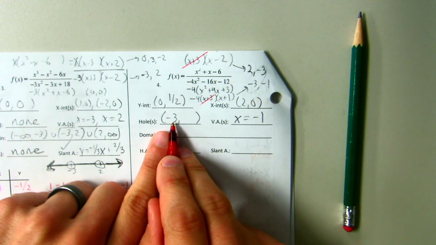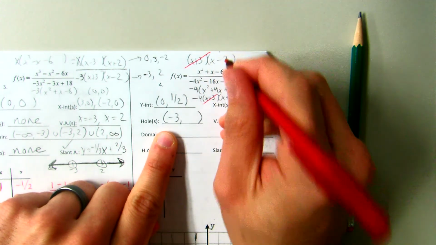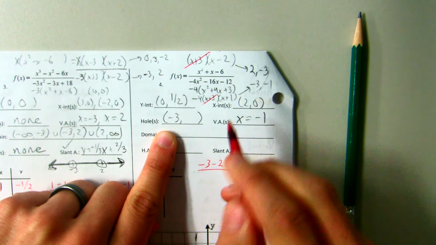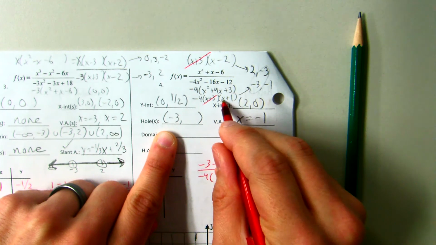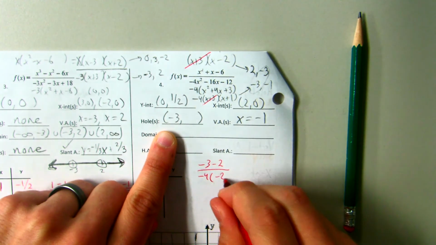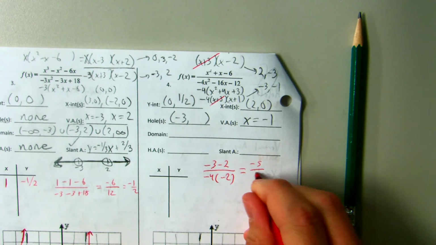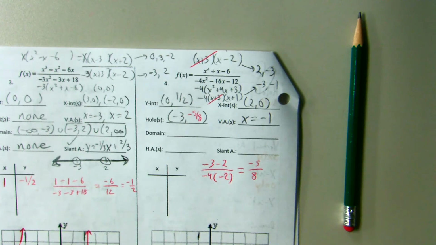You have to plug in negative 3 into the leftover stuff. So that would be negative 3 minus 2 on top, and a negative 4 times a negative 2 in the bottom. Negative 5/8. So that's the location of the hole.